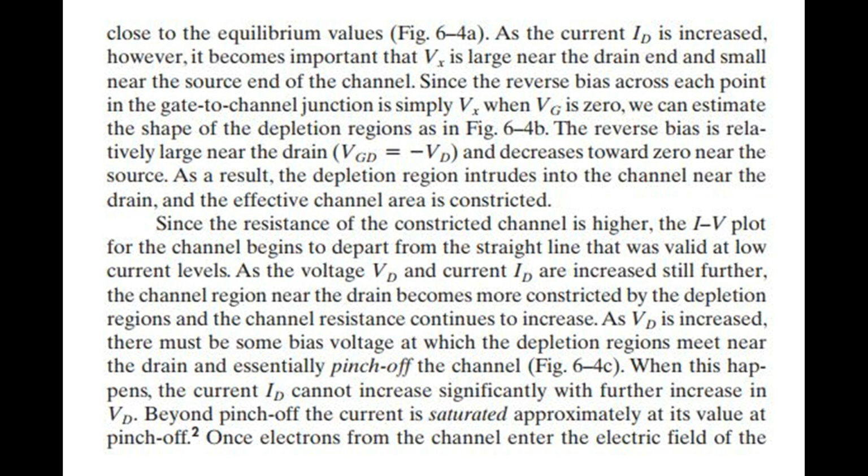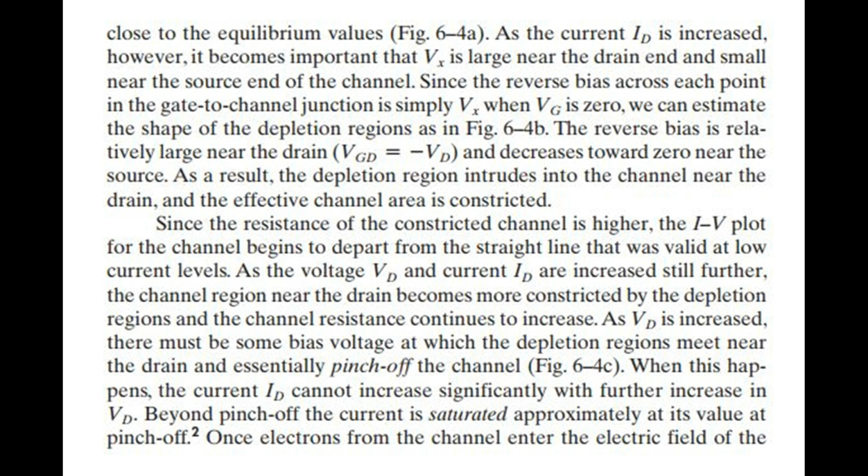The reverse bias is relatively large near the drain, gate-drain voltage equal to negative drain voltage, and decreases toward 0 near the source. As a result, the depletion region intrudes into the channel near the drain, and the effective channel area is constricted. Since the resistance of the constricted channel is higher, the current-voltage plot for the channel begins to depart from the straight line that was valid at low current levels.